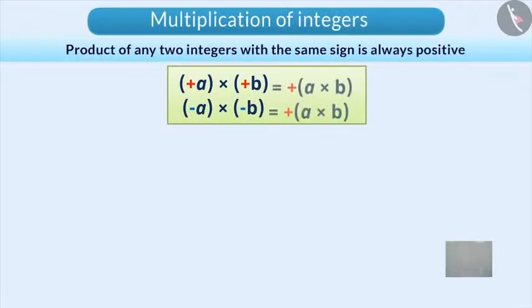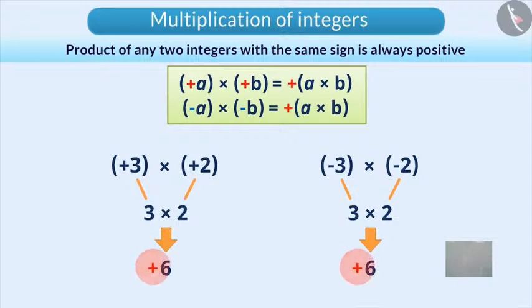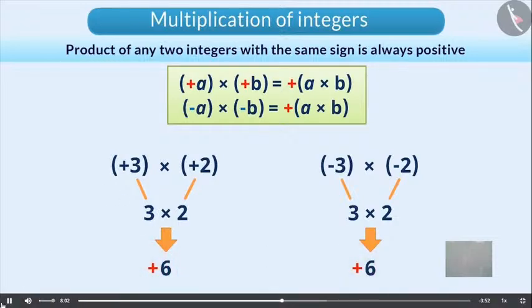In general, to find the product of integers with the same signs, we multiply them ignoring the sign and add a plus sign to the result. Now, let's understand the multiplication of a positive integer. So whether both are positive or both are negative, the answer will be positive. Yes?